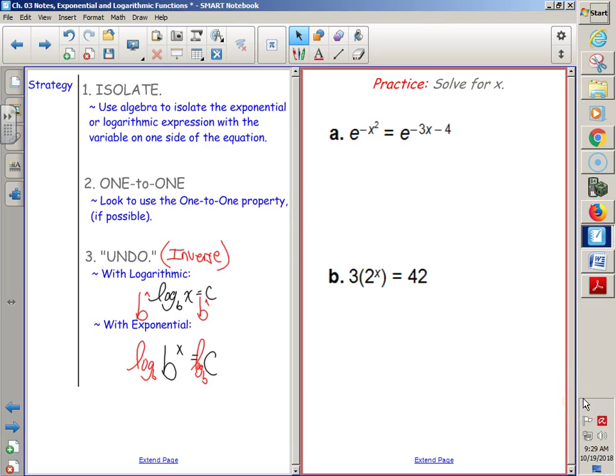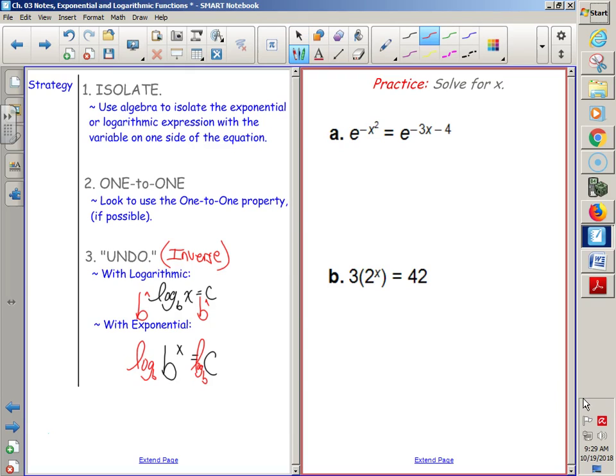Letter A. What do you guys think? Can we isolate anymore? No. I have the two exponential expressions as alone as possible. Like there's nothing to really multiply or divide away because these guys are stuck. Okay, how do I unstick them? Should I use the inverse property or should I use one-to-one?